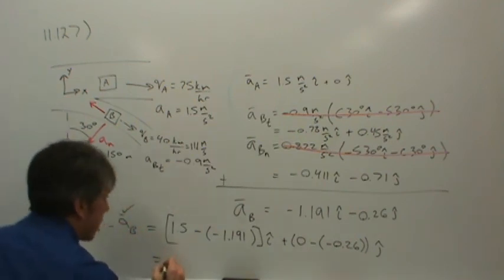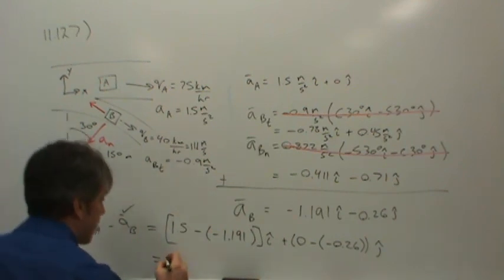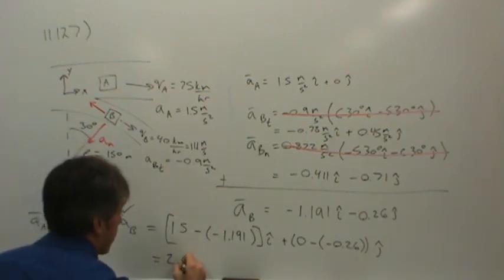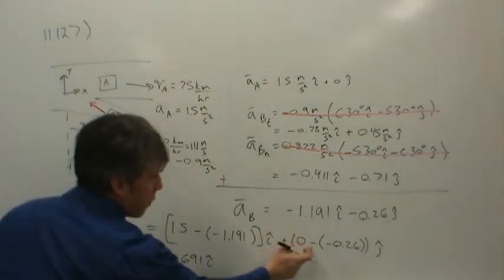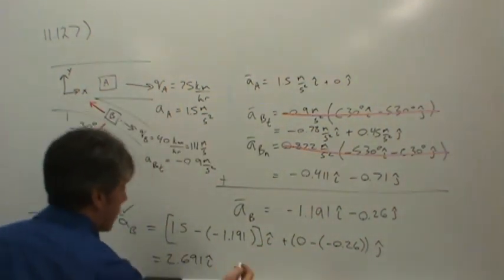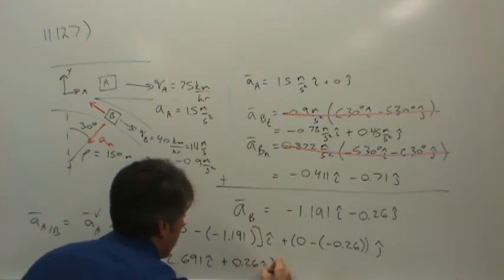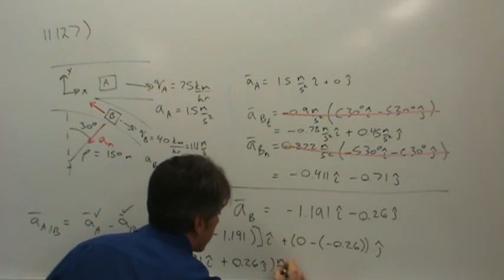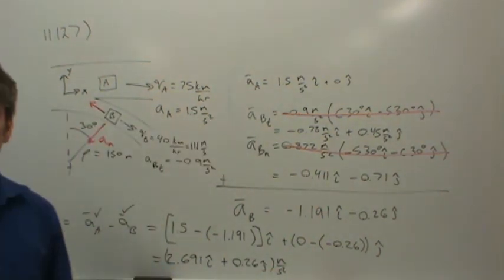All right, so finally, 1.5 plus 1.191, that's easy. That's 2.691 i. 0 minus a negative 0.26 is also easy. It's plus 0.26 j. The units of all this are meters per second squared, and that's our last answer. Hopefully that's on the video. It's pretty low.